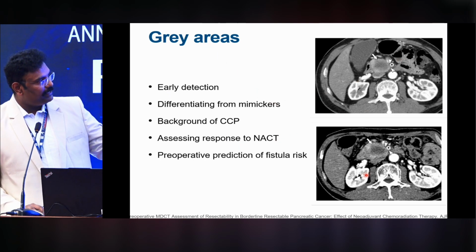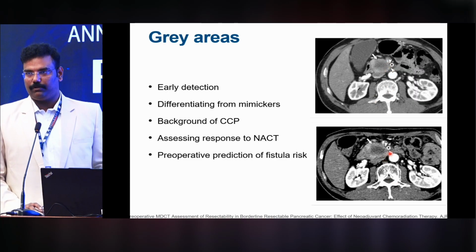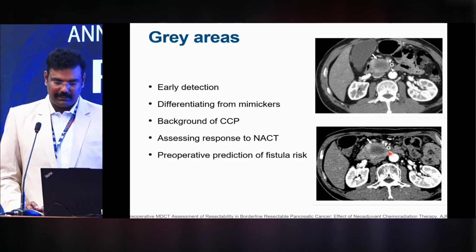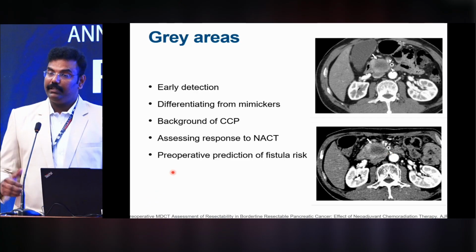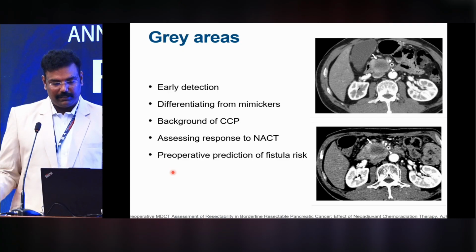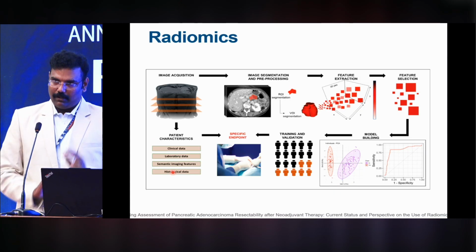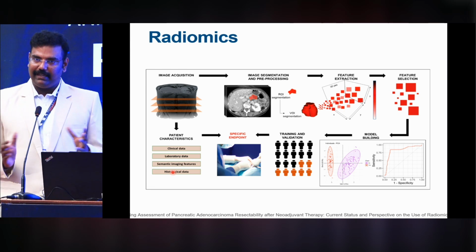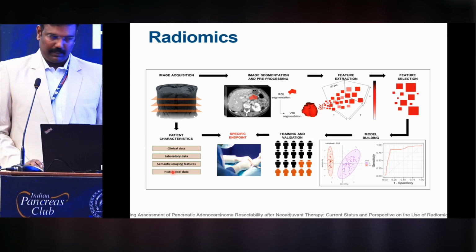These are two images which I just wanted to put on the right side. The one above is the pre-NACT and the one below is the post-NACT. We can see how much it is abating, but we don't see any remarkable difference between the two. But after the Whipple's procedure, it is R0 resection and a good tumor response. Sometimes we might also need to know the prediction of fistula risk preoperatively so that we can talk to the patient. For all these gray areas, in the last decade, we have started looking at radiomics to help us.